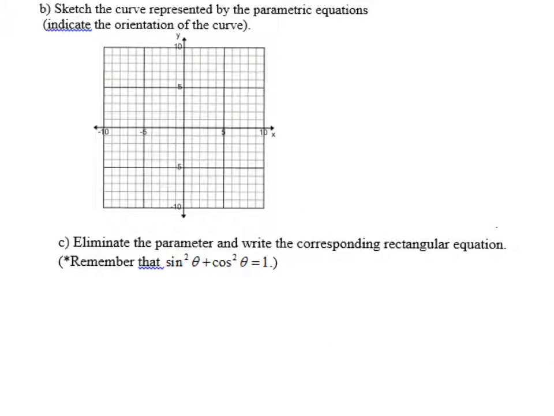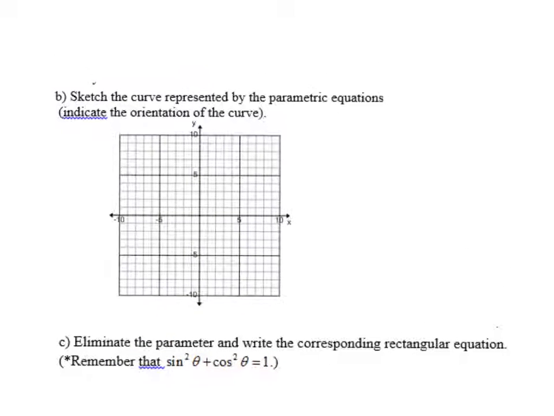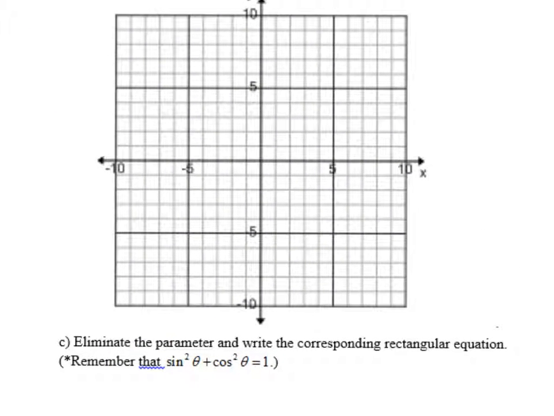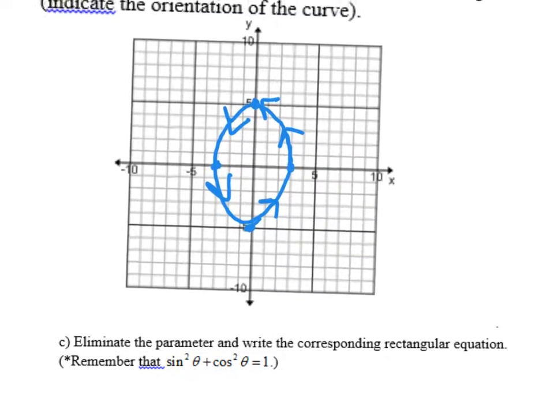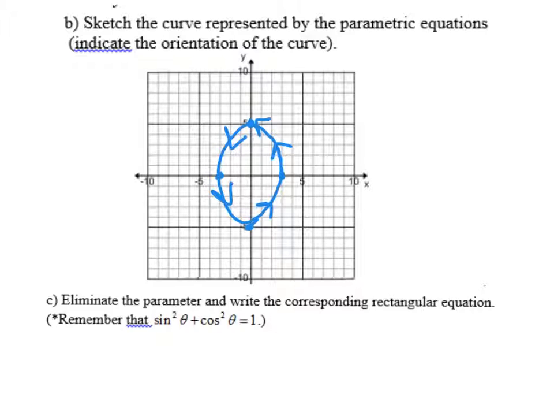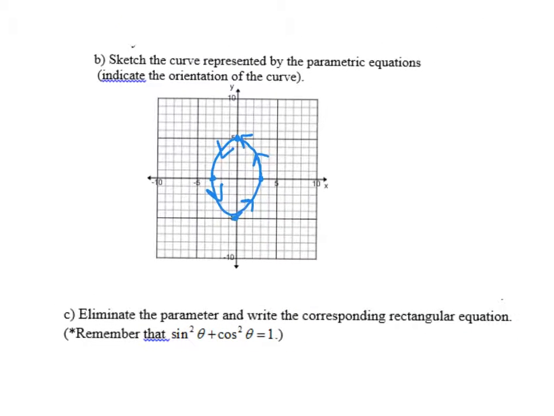So our points were, let me move this down, make this bigger for a minute. Our points were 3, 0, 0, 5, negative 3, 0, 0, negative 5, back to 3, 0. So you can kind of see what graph you're getting, and that's my orientation. You're getting an ellipse in this case. So let's squeeze that back down, move this up. Actually, let me make this a little smaller.